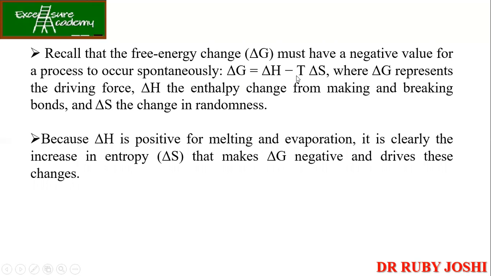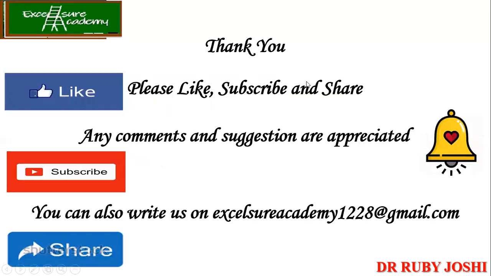Now, suppose delta H is positive. What does it mean? It means the energy has been taken up by the system, as in the case of melting and evaporation, okay? So if delta H is positive, there will obviously be an increase in the entropy. When the T delta S term in this equation increases, what will happen? Delta G is going to be negative, and hence it is going to drive these changes. So when delta G becomes negative, what does it mean? It is going to be a spontaneous reaction. Okay, wow, I didn't even realize the topic got over.